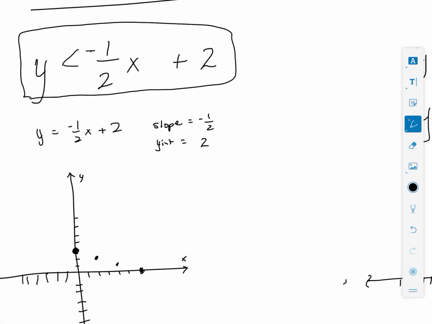Now, when you graph your line, you have to think of two things. What type of line are you graphing? And how are you going to shade to represent the solution set? First, we'll talk about our lines. A less than or greater than sign will give me a dashed line. And a less than or equal to or greater than or equal to will give me a solid line. In this case, I definitely have a dashed line, being that y is strictly less than negative 1/2 x plus 2.